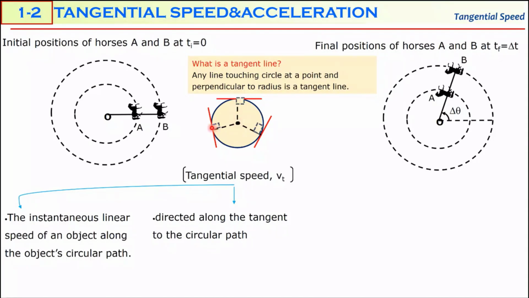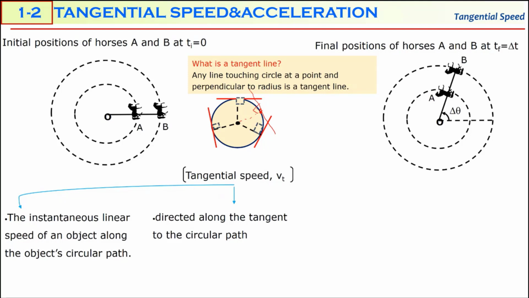Yes, it's a third tangent line. This line is touching the circle at one point and perpendicular to the radius. You can draw as many tangent lines as possible from these points. For example, let me draw one more with my pen. So I will draw a tangent line in here. This is the point where I want to draw the tangent line. Draw a line touching the circle at that point and perpendicular to the radius. So this is the rule, how to draw the tangent.